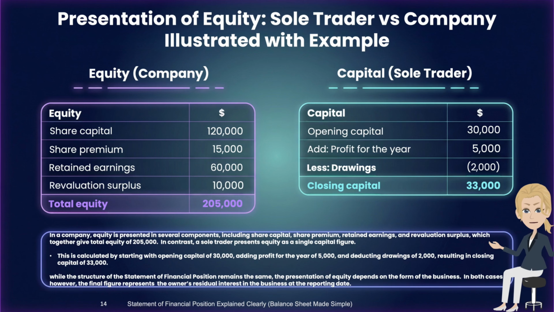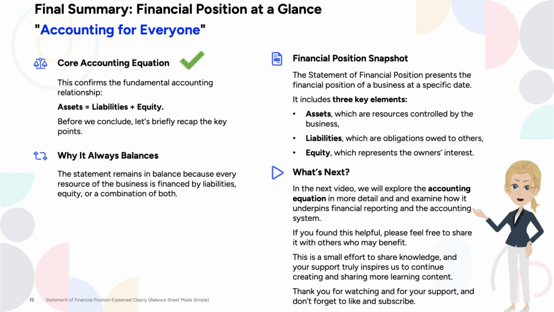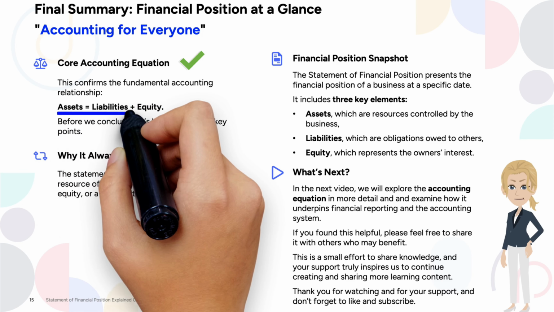This highlights a key distinction. While the structure of the statement of financial position remains the same, the presentation of equity varies depending on the form of the business. In both cases, however, the final figure represents the owner's residual interest in the business at the reporting date. This confirms the fundamental accounting relationship. Assets equals liabilities plus equity.